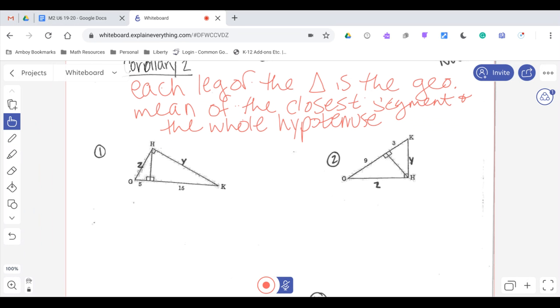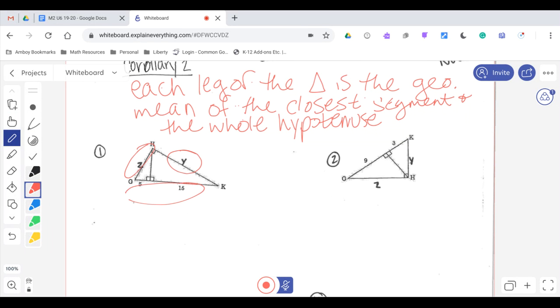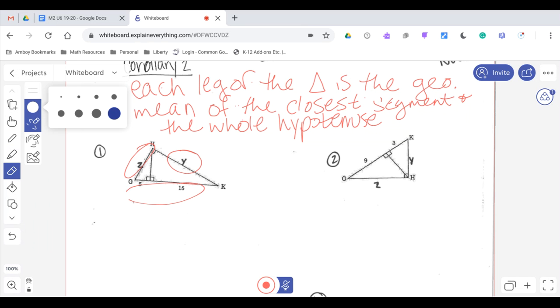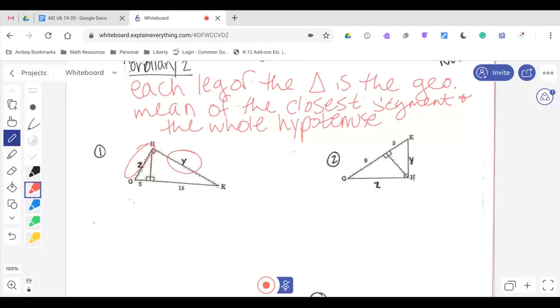First off, what is a leg? A leg is any one of the three sides of the triangle. Now our triangles all happen to be right triangles, which means that one of our legs is always the hypotenuse, and that's this one here that I'm erasing right now. So what this is saying is that each of these legs, z and y, is equal to the geometric mean of the piece closest to it, or adjacent to it, and the entire length of the hypotenuse.